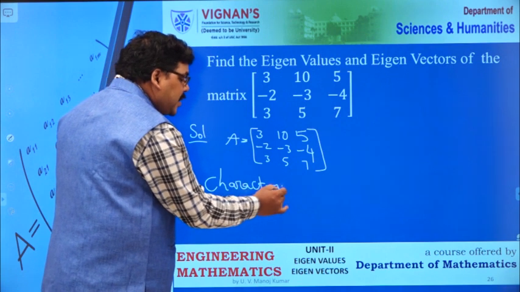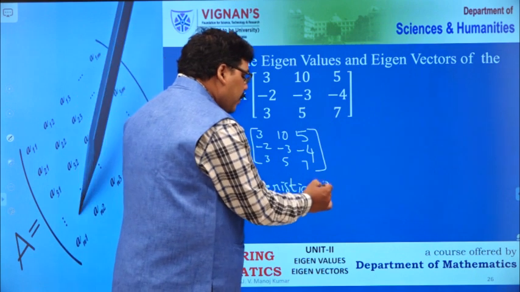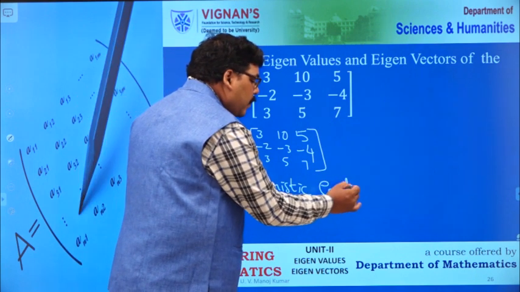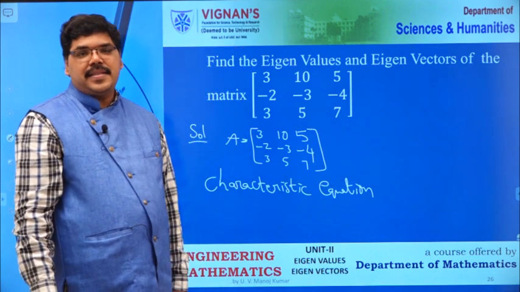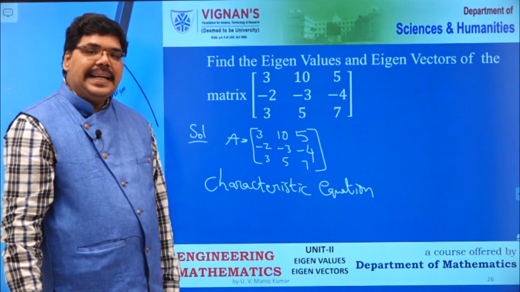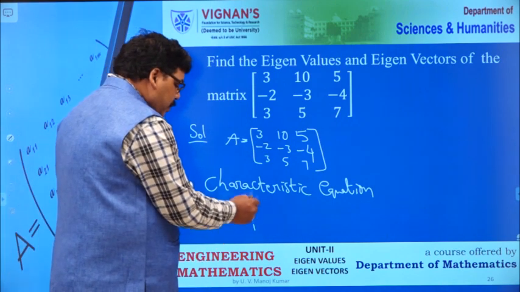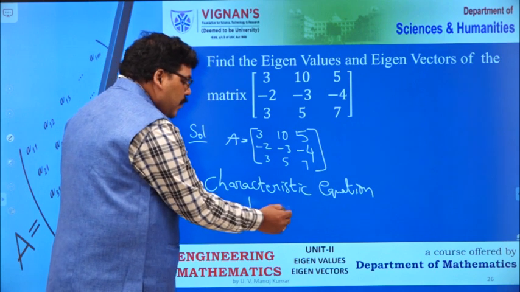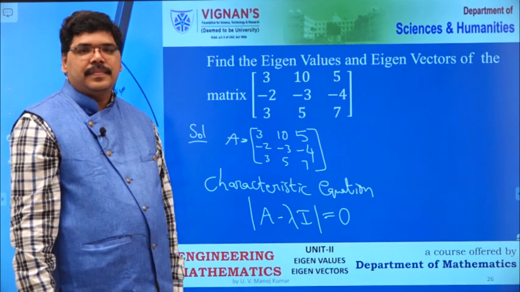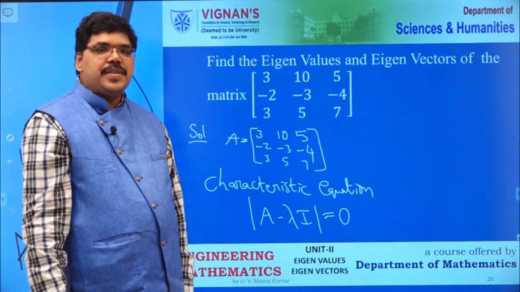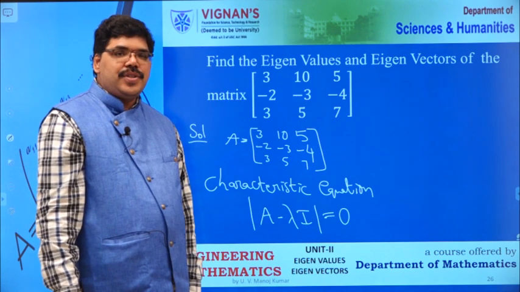What is characteristic equation? For a given matrix, characteristic equation is det(A minus lambda I) equals 0. The characteristic equation of the given matrix is det(A minus lambda I) equals 0.